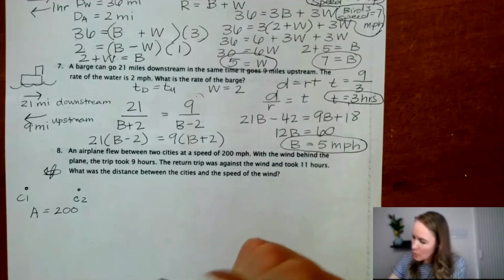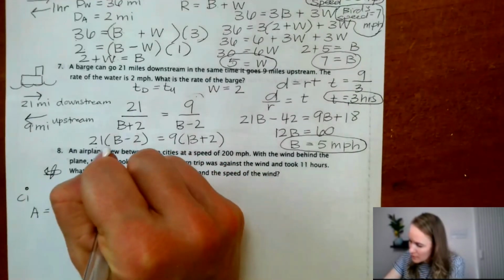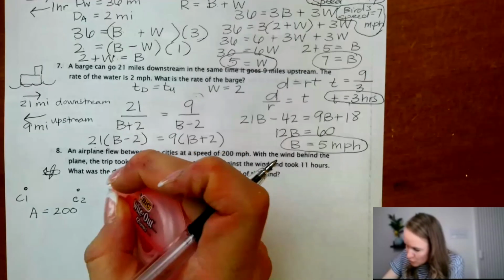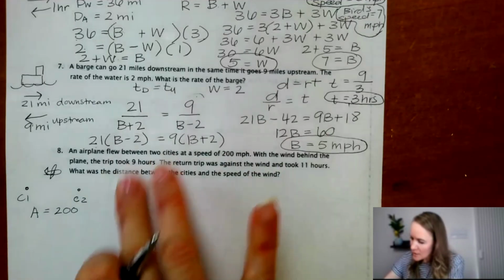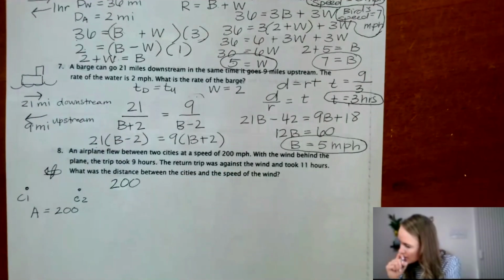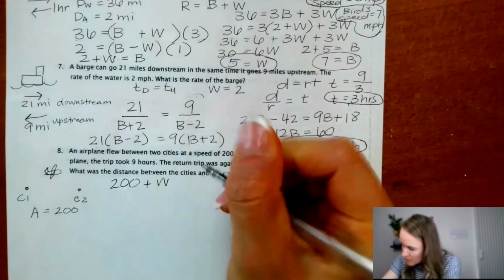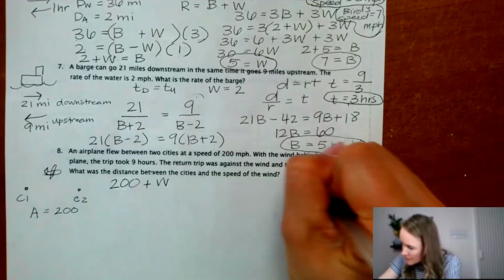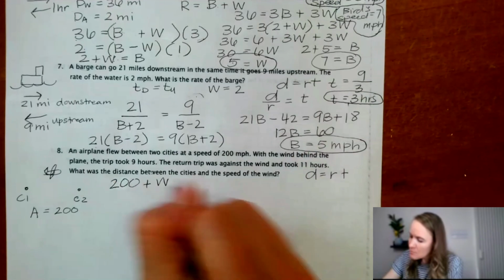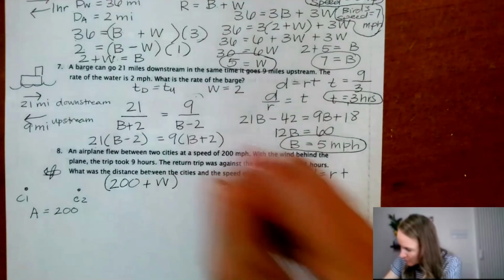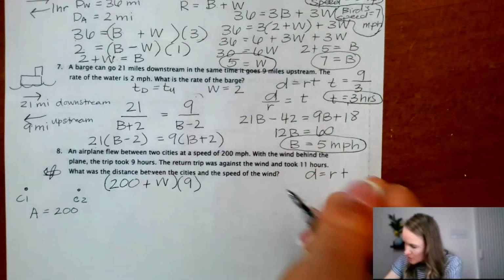Okay, so sorry, just trying to think through in my head how I want to do this. I have 200, the speed of the airplane, and it's with the wind. So the wind is helping us. Distance equals rate times time. So this is my rate, and I'm going to multiply it by the time. And it took 9 hours.